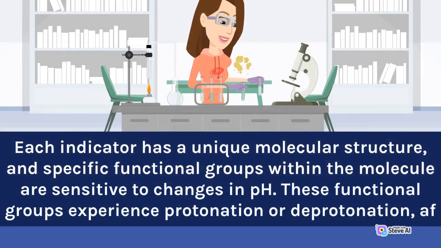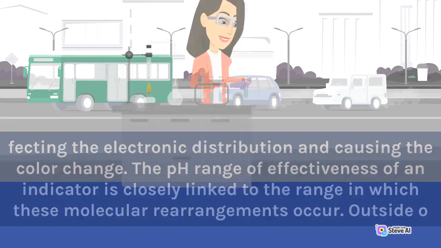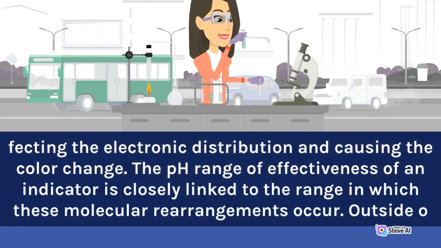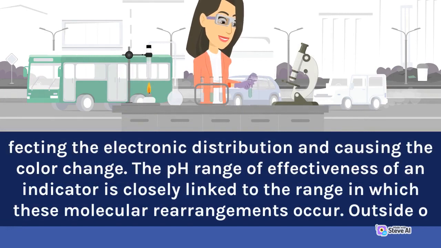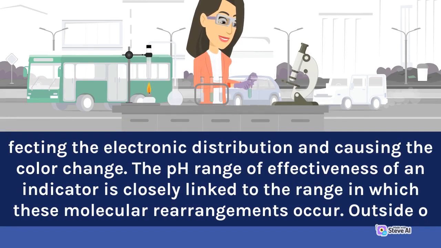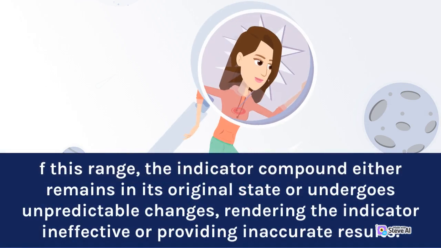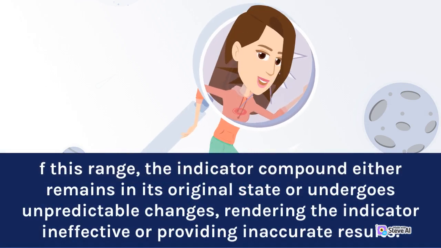Each indicator has a unique molecular structure, and specific functional groups within the molecule are sensitive to changes in pH. These functional groups experience protonation or deprotonation, affecting the electronic distribution and causing the color change. The pH range of effectiveness of an indicator is closely linked to the range in which these molecular rearrangements occur. Outside this range, the indicator compound either remains in its original state or undergoes unpredictable changes, rendering the indicator ineffective or providing inaccurate results.